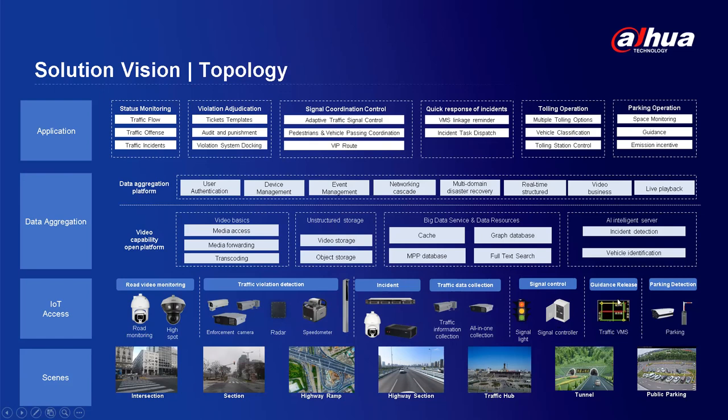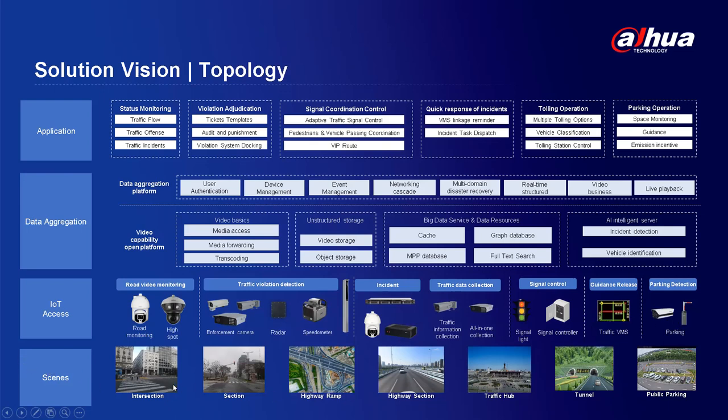Well, of course, then we have release guidance. So this is just information release, like advertisement or display on the screens of the rules to follow based on the current condition. Then we have parking detection. We have barriers and automatic number plate recognition. Then we look at the final part.